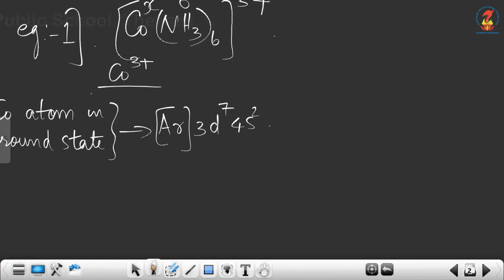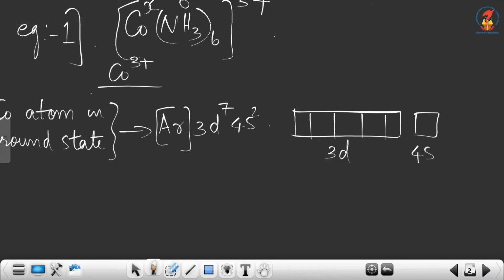It is 3d7 4s2. So we have 1, 2, 3, 4, 5. This is our 3d orbital, 4s, and also you draw the 4p orbital. So draw 3d, 4s, 4p. Now show the distribution of electrons. 3d7 means 1, 2, 3, 4, 5. And we know according to Hund's rule, pairing takes place after each orbital is singly occupied. So 5, now 2 more electrons, so 6, 7. 4s2. So that is the first step.